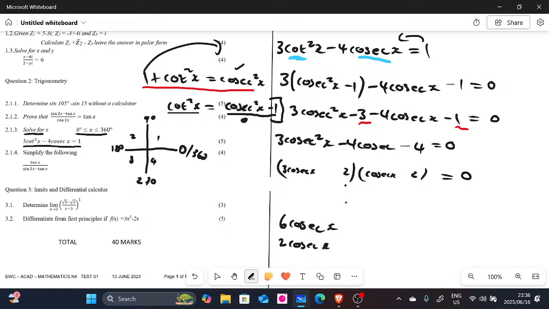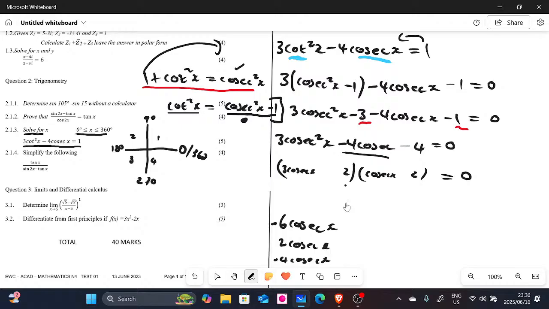Now, what do we have here? We have negative 4 cosec x. So we can say this 6 cosec x is negative. If you minus these two, they're going to give us negative 4 cosec x, right? Which is the same as the one here in the middle, guys. This is how you do factorization.